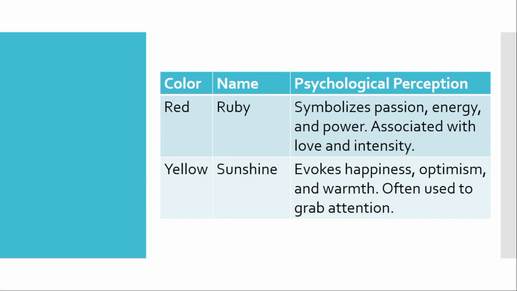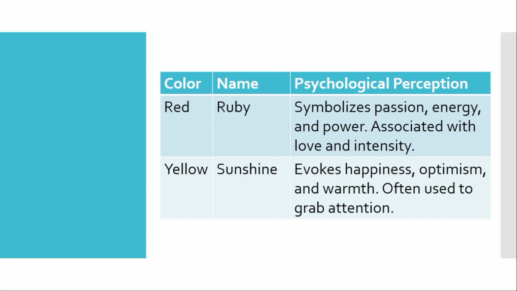I'm not going to waste much time here, and I'll be sharing this slide with you. Look at the color, the name, and then the psychological perception. Red, the name always appears to be ruby, and it symbolizes passion, energy, and power, associated with love and intensity.